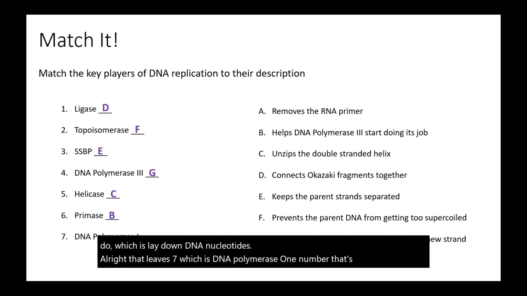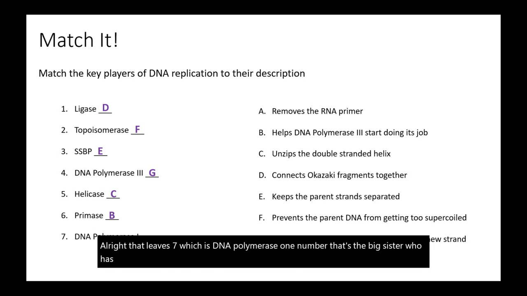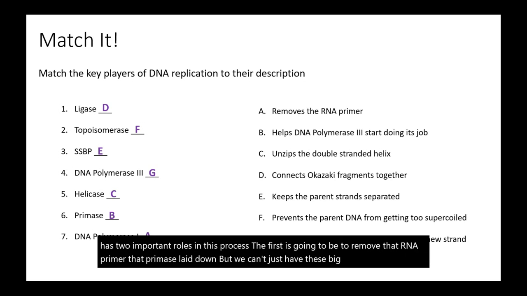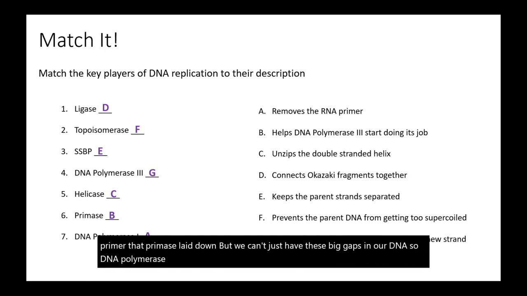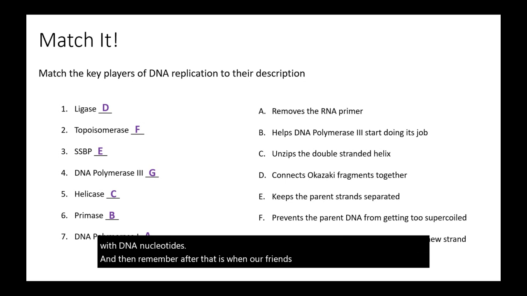All right, that leaves number 7, which is DNA polymerase 1. Remember, that's the big sister who has 2 important roles in this process. The first is going to be to remove that RNA primer that primase laid down. But we can't just have these big gaps in our DNA. So DNA polymerase 1 also fills in that gap by replacing the RNA nucleotides with DNA nucleotides. And then remember, after that is when our friend ligase would come in.